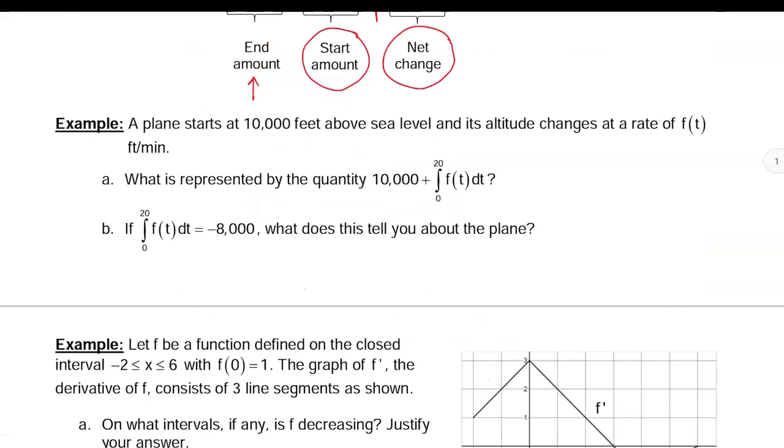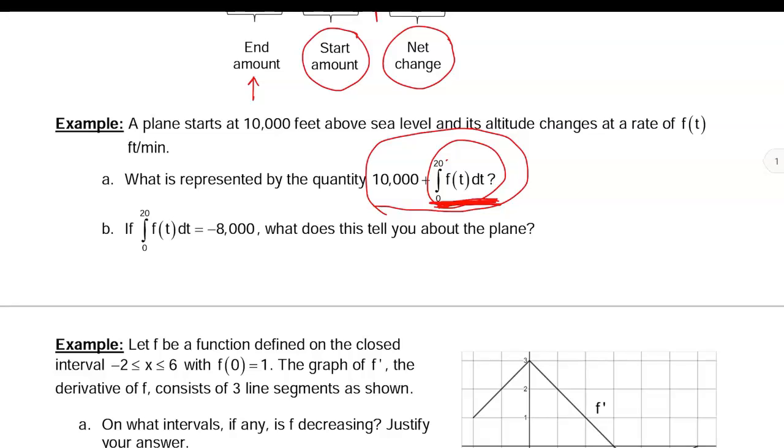A plane starts at 10,000 feet above sea level, and its altitude changes at a rate of f of t feet per minute. What is represented by the quantity 10,000 plus the integral from 0 to 20 of f of t dt? So time goes from 0 to 20, and our unit is minutes. So what's happening is we're finding the net change of what will happen to the altitude of the plane in the first 20 minutes. So what is represented by 10,000 plus that net change? That would be the altitude of the plane after 20 minutes have passed.